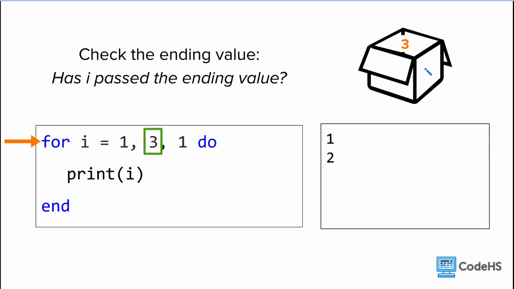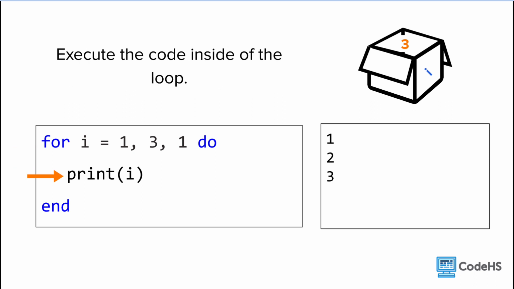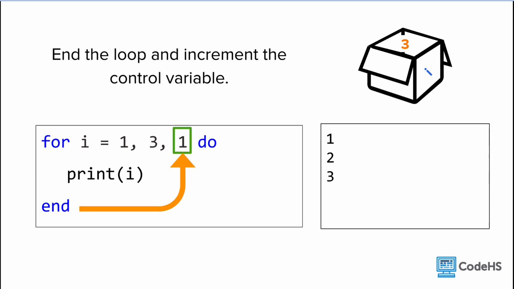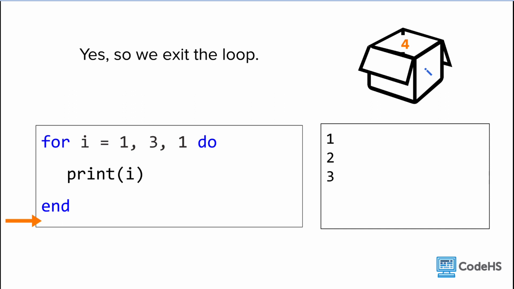We check our ending value. Has I passed the ending value? Well, 3 is not past 3, so our answer again is no, and we enter the loop. We execute the code inside the loop and print the value of I to the console, which is 3 now. Then we end this loop and increment the control variable. Now I is 4. We check the ending value again. Has I passed our ending value? Yes, it has. 4 has passed 3, so this time the answer is yes, and we exit the loop.